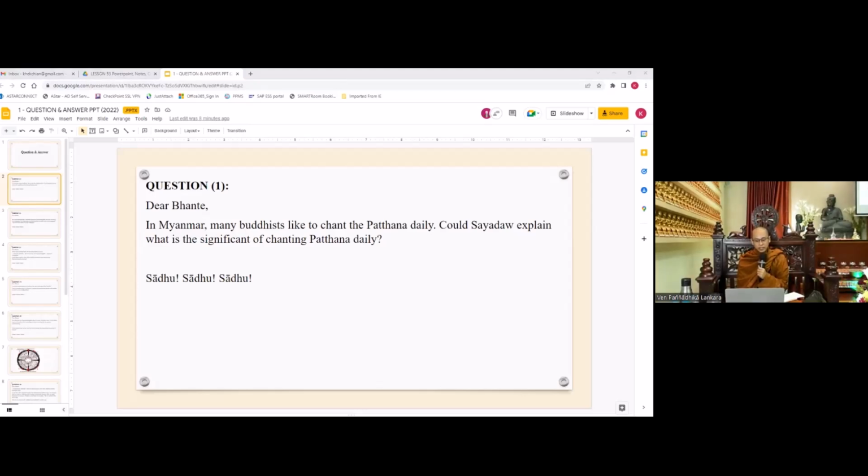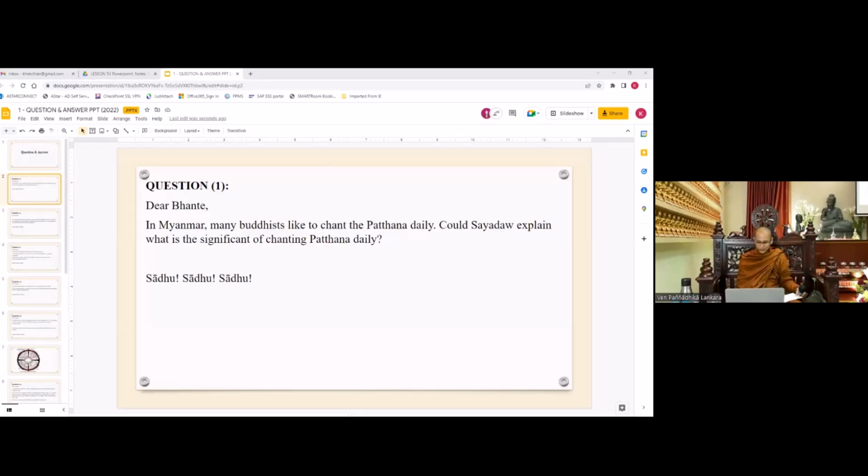So another concept is that Patthana is very difficult, and also many Devas like to listen to the difficult text of Patthana. That's why they want to make friendship with the Devas, so they recite Patthana. But actually, it is better to understand.